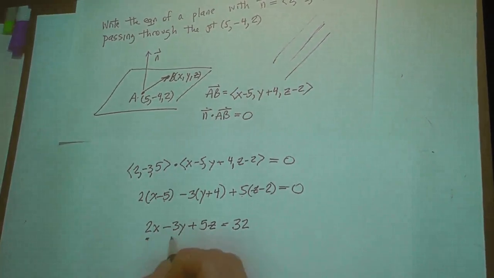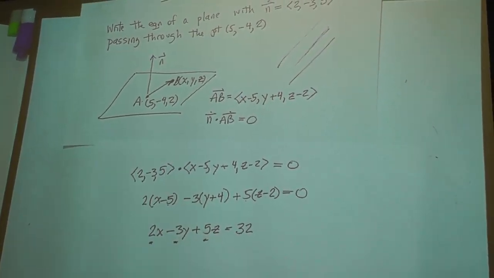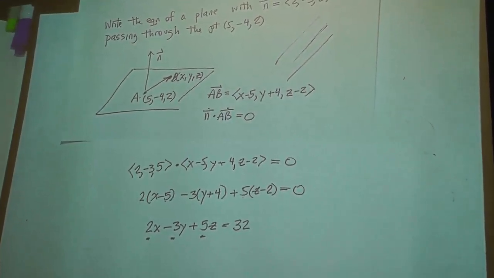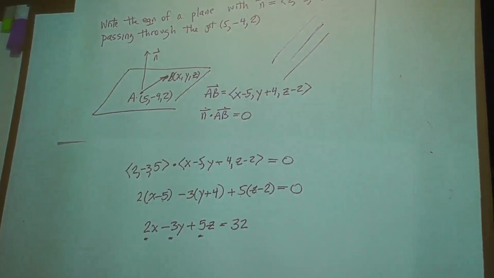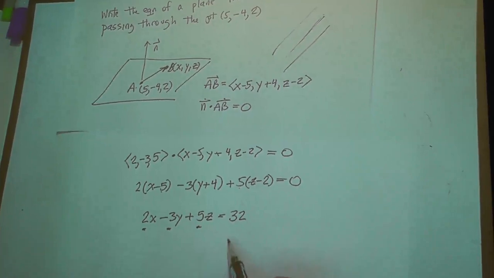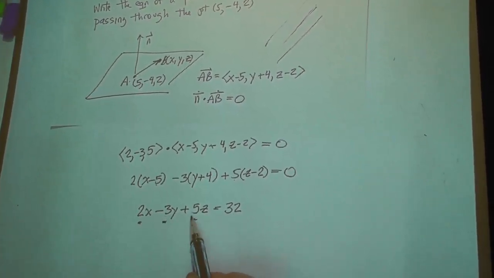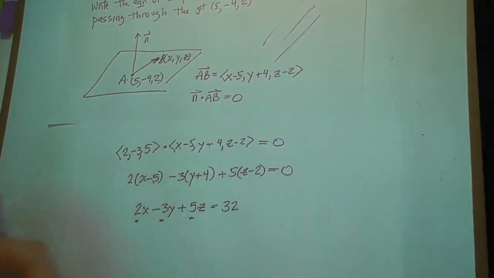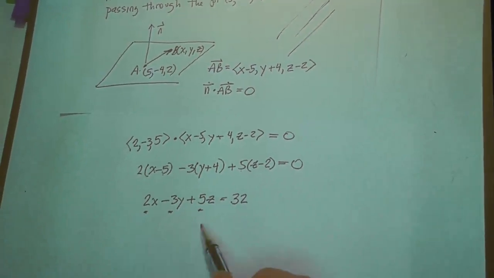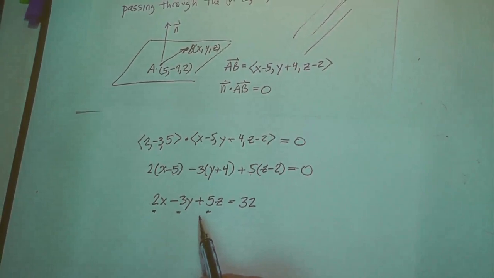Take a look at the coefficients here of x, y, and z. Those correspond to a normal vector. That's going to always be the case. If you write down the equation of a plane, the coefficients of your x, y, and z, when they're all on the same side of the equals, give you a normal vector. Any non-zero multiple of it will also be a normal vector.